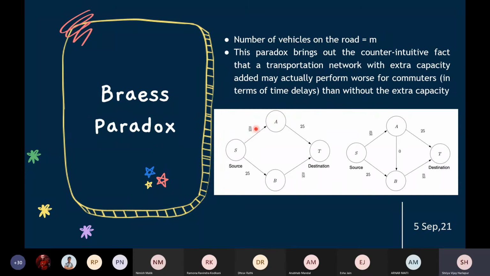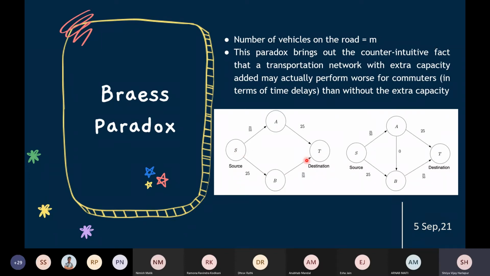The numbers along these edges are the time that it takes to go from S to A to T, etc. You can see here that it takes m by 50 time to go from S to A, and then another 25 minutes to go from A to T. And here it takes 25 minutes to go from S to B, and m by 50 time to go from B to T, right? So you can see here that if the same number of vehicles choose both the paths, then it will take the same amount of time whether they go through A or through B.